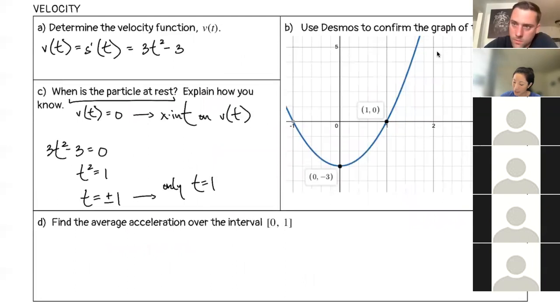All right, thoughts on how we find the average acceleration from our velocity graph?